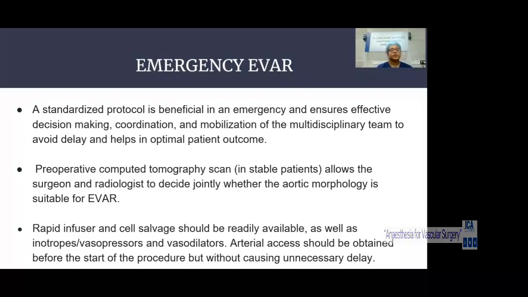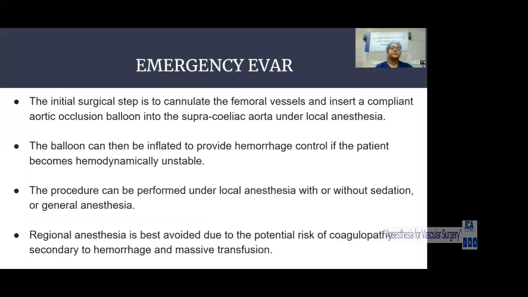Preoperative CT can be done to decide whether the aortic morphology is suitable for endovascular repair. Rapid infusors and cell salvage should be readily available, as should inotropes and vasopressors. Arterial access should be taken prior to the procedure. The initial surgical step is to cannulate the femoral vessels with a compliant aortic occlusion balloon. This balloon can be inflated to provide hemorrhage control if the patient becomes hemodynamically unstable.